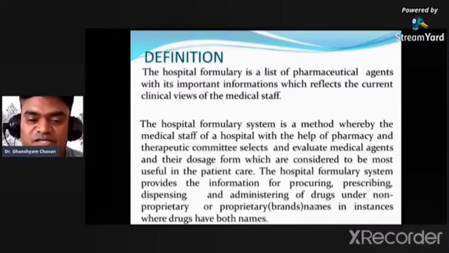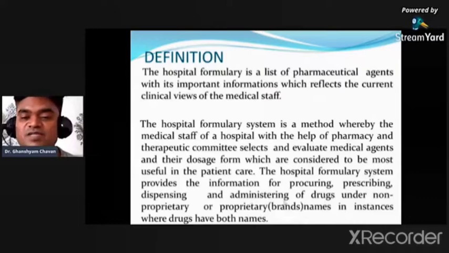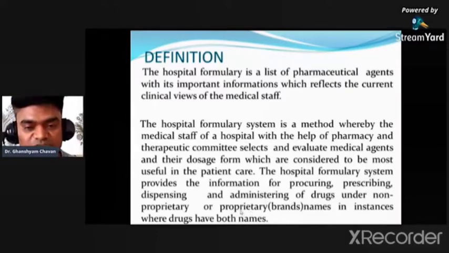And administration is also important. For whatever drugs have been prescribed, how they will be administered to the patient is also mentioned in our formulary: by which way it will be used, what the frequency of that drug is, how much duration, or how many days the therapy will prolong. So all those things will be discussed here.